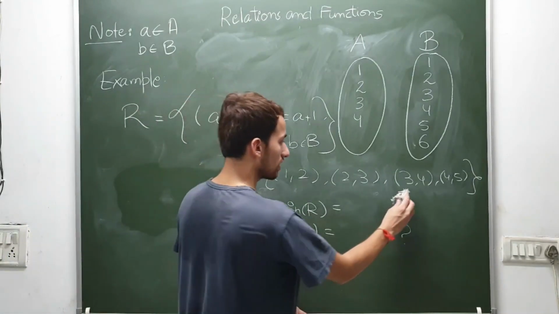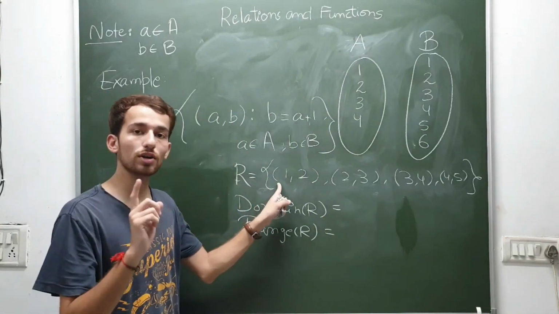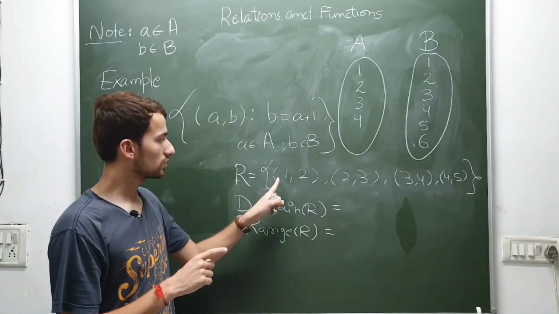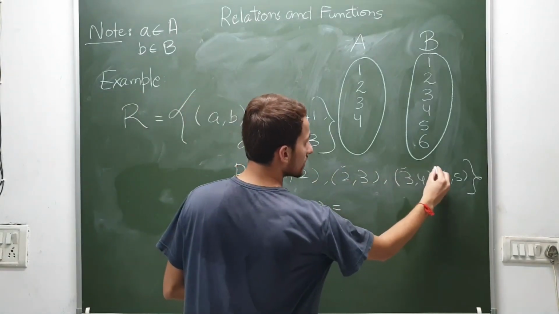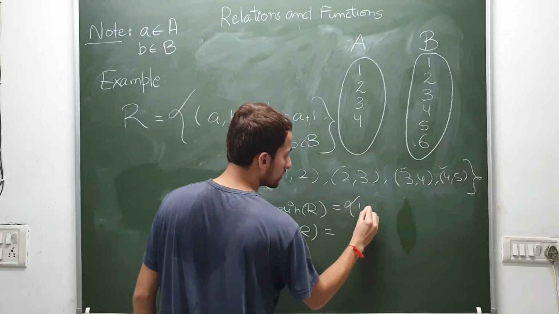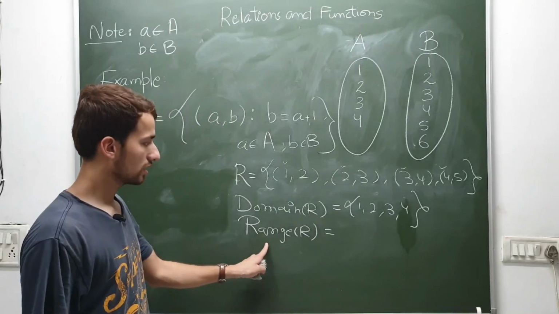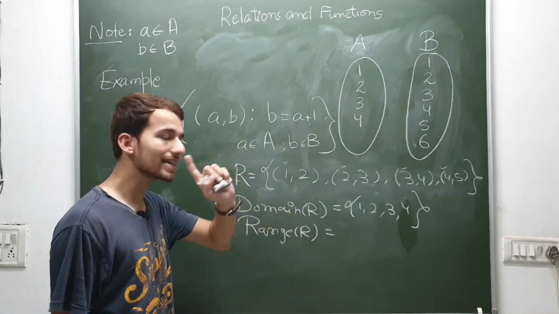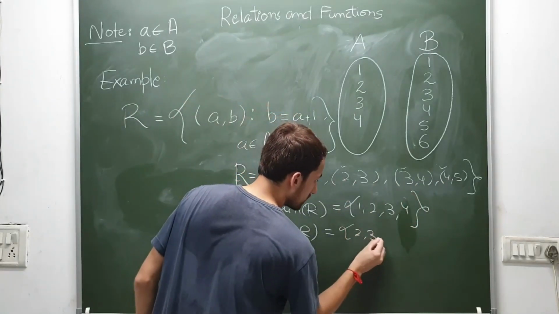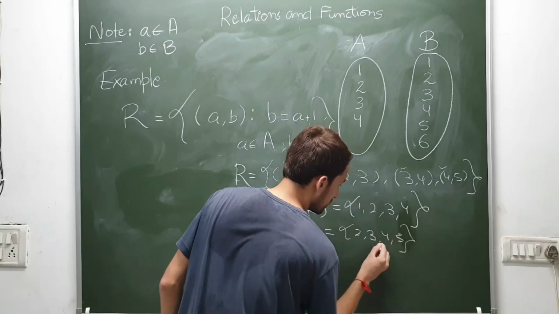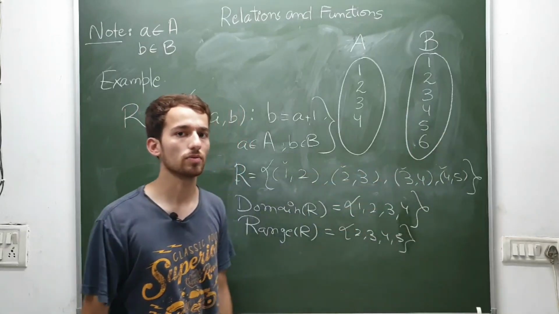Okay, now let's answer what are these two. Domain was defined as the collection of all the first elements of the ordered pairs in the relation. So choose all the first elements. These are the first elements 1, 2, 3 and 4. Collect all these elements: 1, 2, 3, 4. It's the domain. The range is the collection of all the second elements from the relation: 2, 3, 4, 5. Fine. And you know what the codomain is. This is very simple. The set B itself. So I am not writing that.